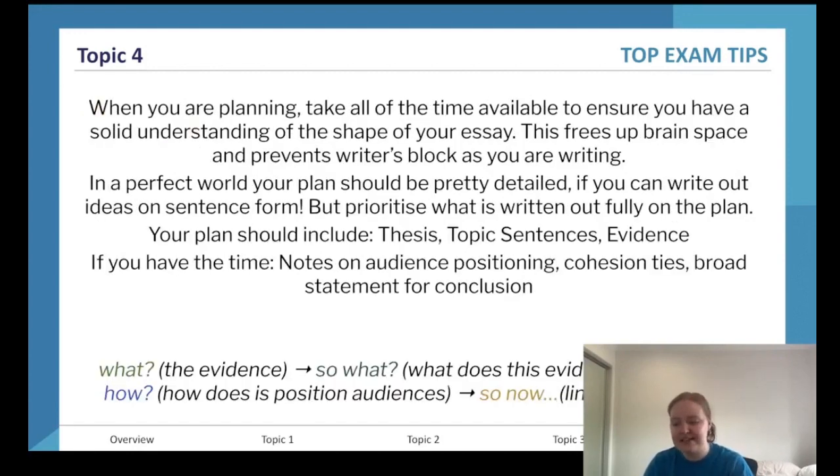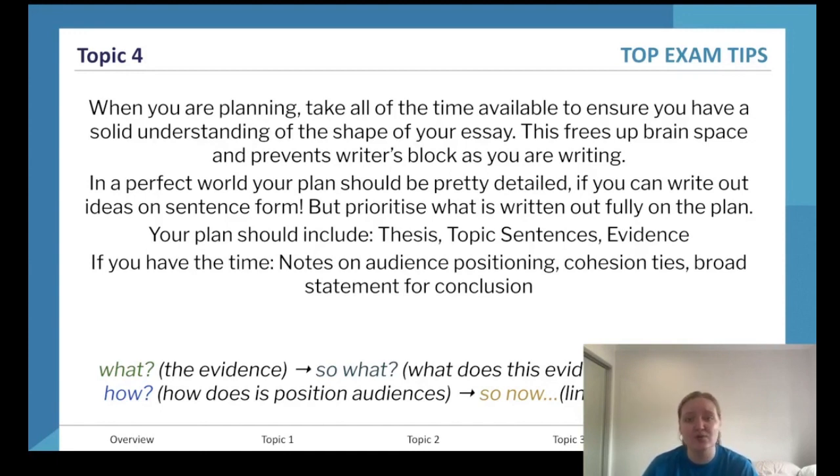All right, as I've mentioned a few times, but I'm going to mention again because it's that important, use all the planning time. Take all of the planning time available to ensure you have a really solid understanding of the shape of your essay that you're going to take. Again, this will just free up your brain space and will help prevent writer's block as you're pulling your essay together within the exam. In a perfect world, your plan should be as detailed as you can make it.